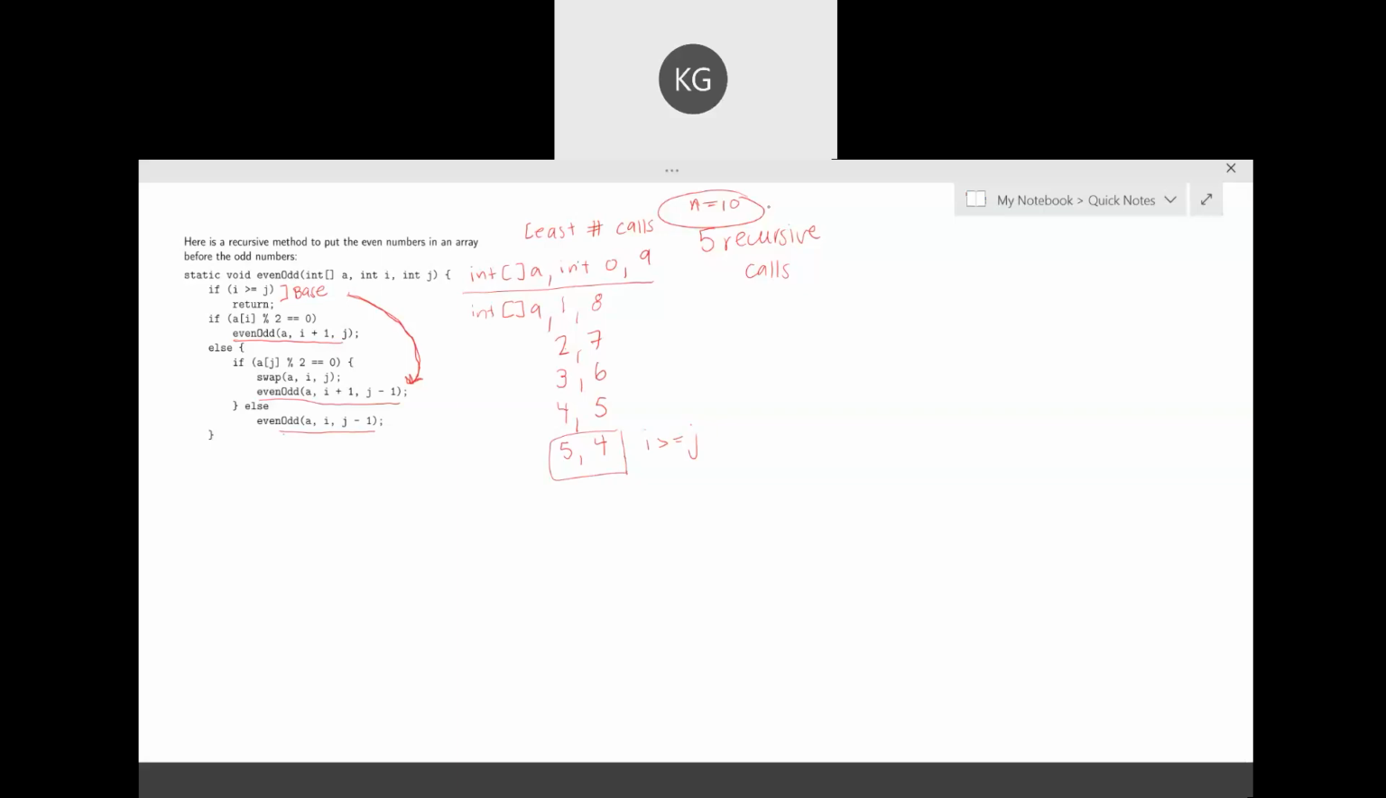So does everyone understand this part where we find the least number of calls? Or should I do another example? Looks good over here. Okay. You can message me privately if you didn't understand it, so we can go through it again. Alright, I think everyone's good, so now we can move on to the most.